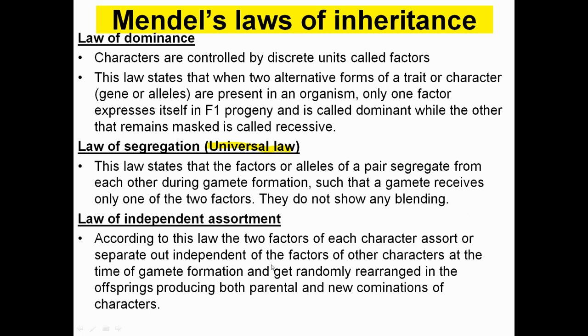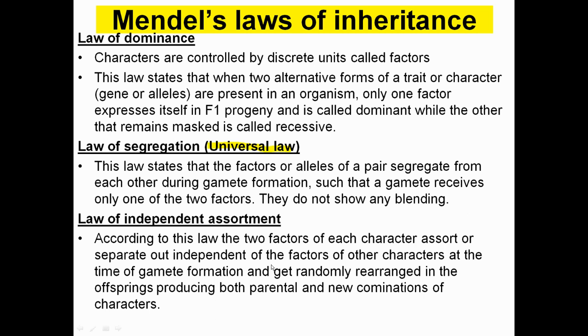Now comes the law of independent assortment. Again, this law is not applicable to all plant species or sexually reproducing organisms. This is not a universal law. And one more speciality associated with this law, this is not applicable to the monohybrid cross.